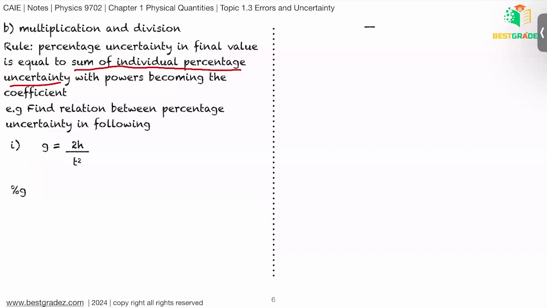तो इस वक्त हमारे पास दो फिजिकल क्वांटिटीज हैं, h and t square. So I write percentage h plus percentage t. ठीक है, sum of individual with powers becoming the coefficient. किसी का अगर पावर है 2 या 3 या whatever, that becomes a coefficient. This is the first step that you have to do in percentage uncertainty questions, even if you don't understand what is going on in the question.